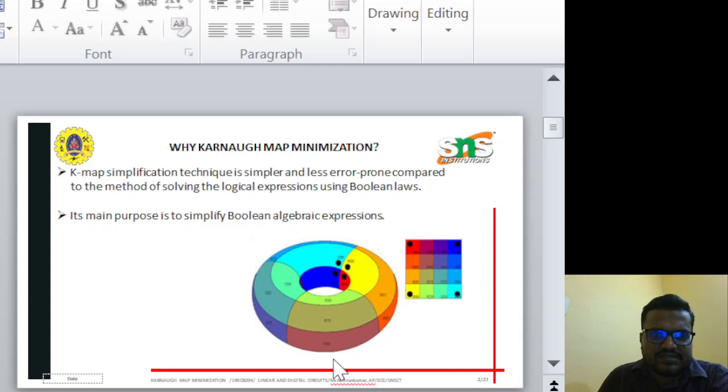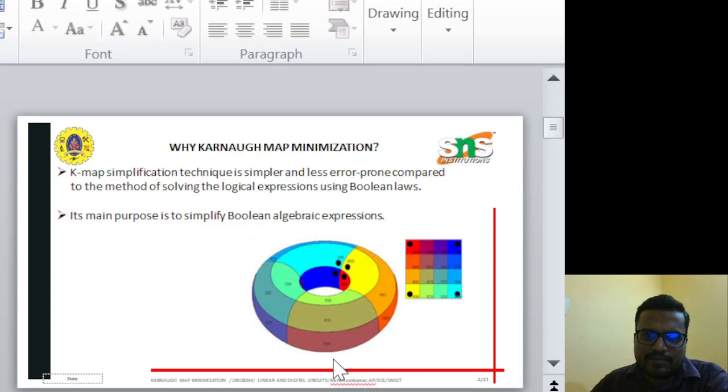Before Karnaugh minimization techniques, we must know what the function of Karnaugh minimization is. Initially, we are following the values by using the Karnaugh map. All the values are assigned or minimized by using these rules and regulations.